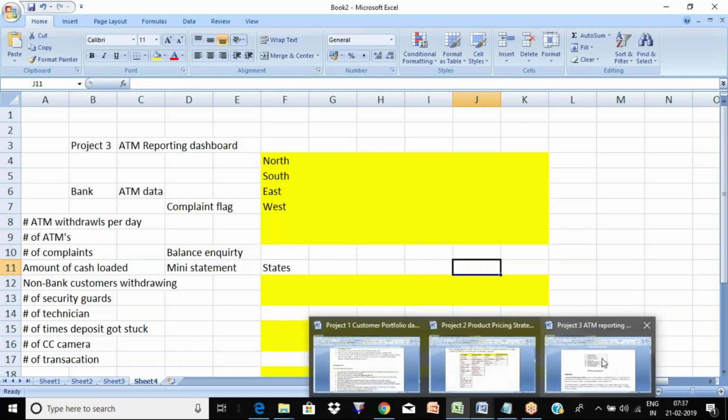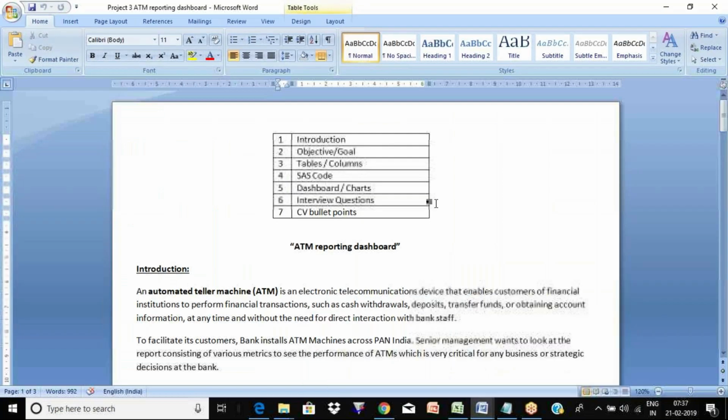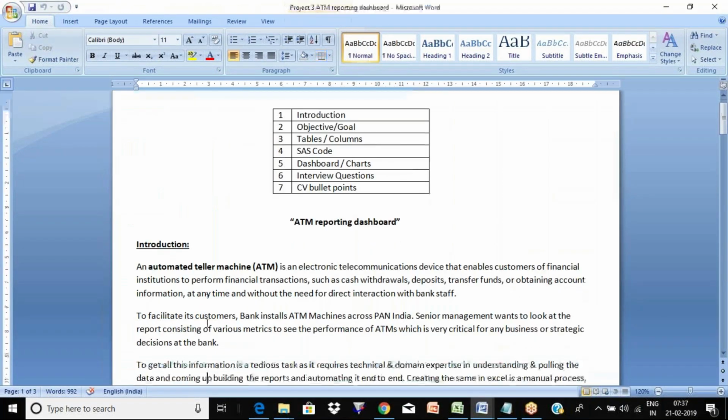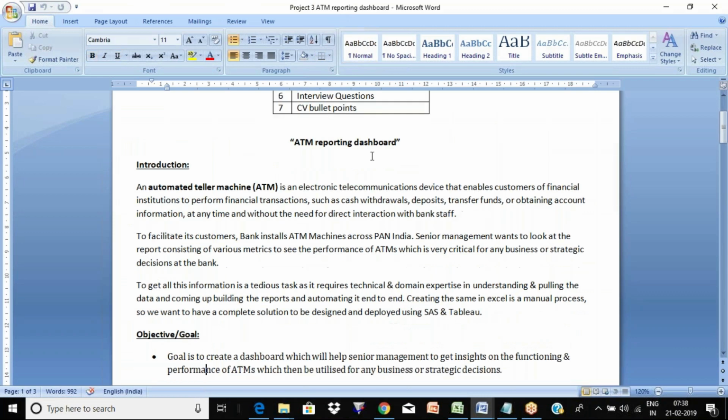If I go back to this document, project 3, in a similar way, I have created a document for this ATM reporting dashboard. So if we look at the introduction, an automated teller machine, ATM, is an electronic communication device that enables customers of financial institutions to perform financial transactions such as cash withdrawals, deposits, transferring funds, or obtaining account information at any time and without the need of direct interaction with the bank staff. That is the benefit of the ATM, right?